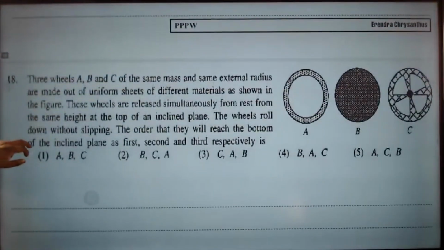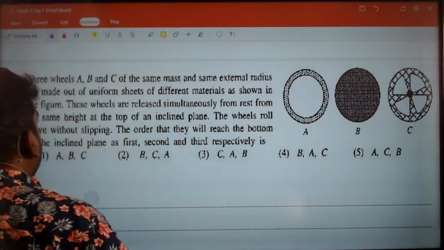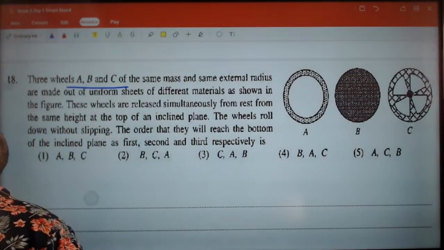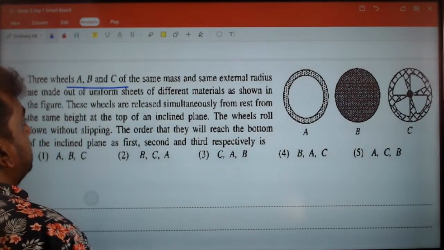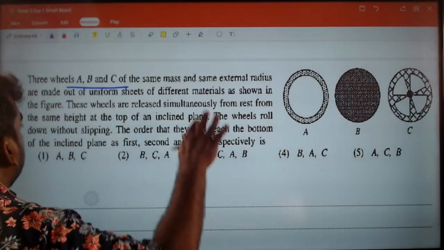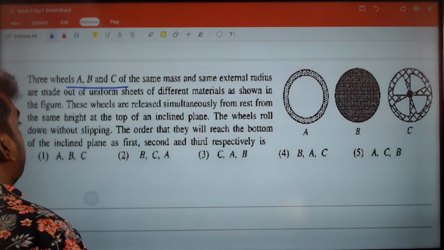Question number 18. Three wheels A, B, C, same mass, same external radius, are made from uniform sheets. These wheels are released simultaneously from rest, from the same height on top. The wheels roll down without slipping. The order they will reach the bottom.